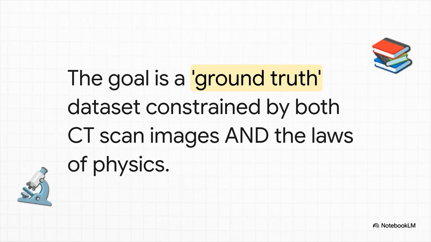So when you combine the visual data from the scans with the hard rules of physics, you end up creating the best possible training data you could ever imagine. This isn't just a simple animation anymore. It's what's known as a ground truth dataset, a model that is validated by both what we can see and what we know from physics. It is the perfect teacher for an AI.